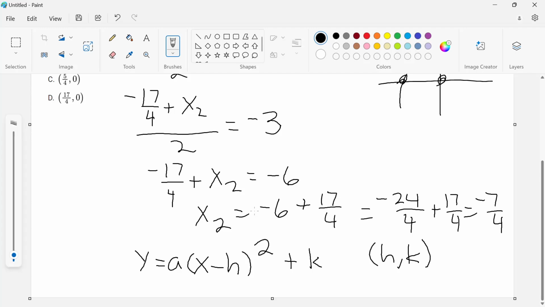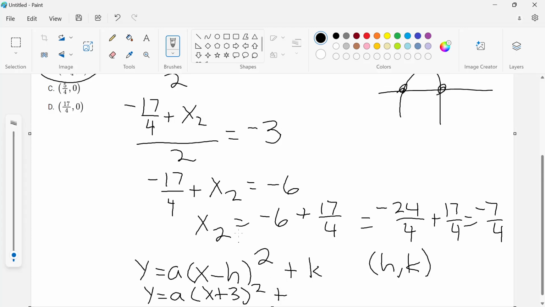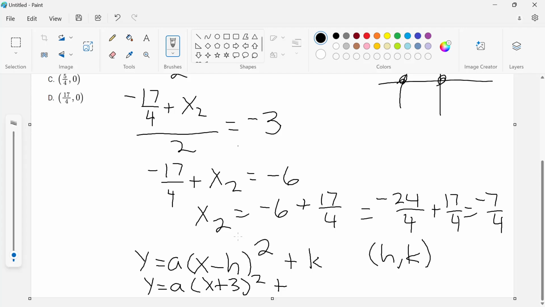So I can write 6 equals y equals a times negative 3. No, it's not. hk. x minus negative 3, x plus 3 squared. I kept substituting it for x for some reason. And then the k is 6. hk is the vertex, k is 6.